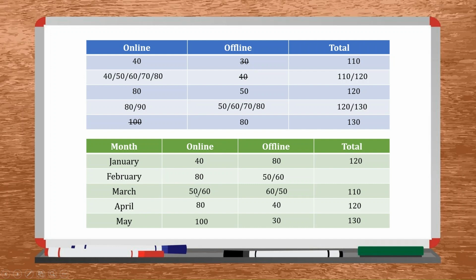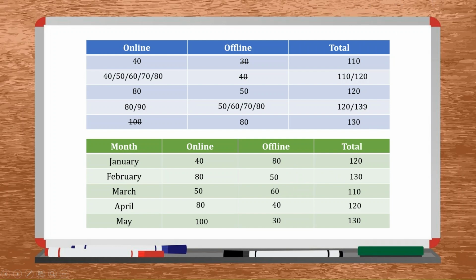And again, if March online is 50, then February offline would also be 50 and March offline would also be 60. And obviously the total of February would be 130. So this is one possible solution. So see what I have.